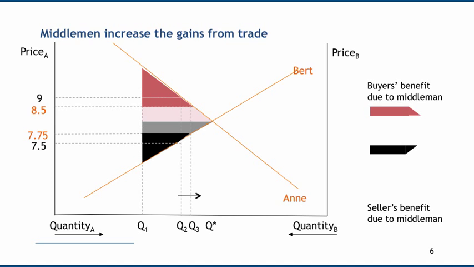And we can see here the buyers benefit as a result of the middleman and the sellers benefit as a result of the middleman. Competition between middlemen could reduce this spread even further, such that we move even closer to Q star again. But note that Q star is not necessarily somewhere that we're going to actually achieve. In a world of positive transaction costs, Q star is unobtainable, but the presence of middlemen is moving us closer to it. Middlemen aren't increasing costs to consumers, they're actually reducing the costs of exchange.